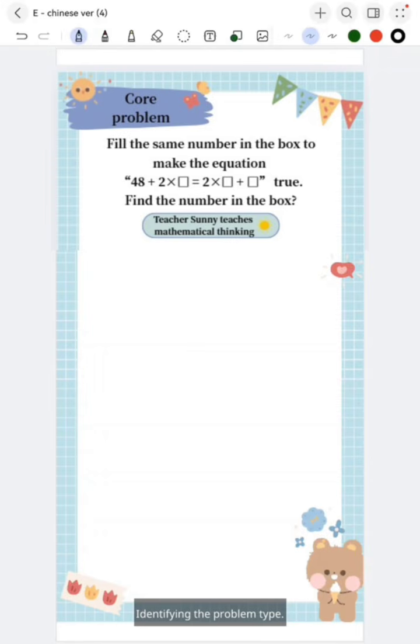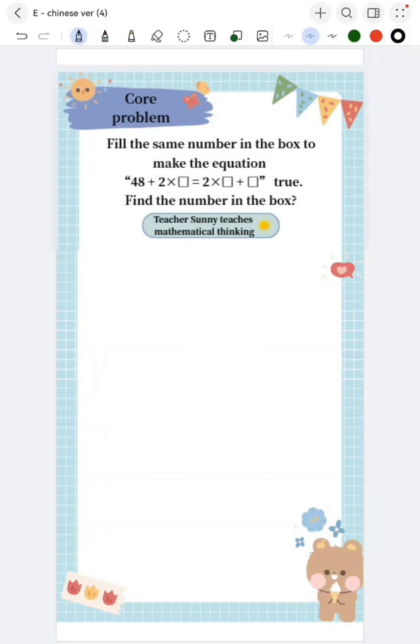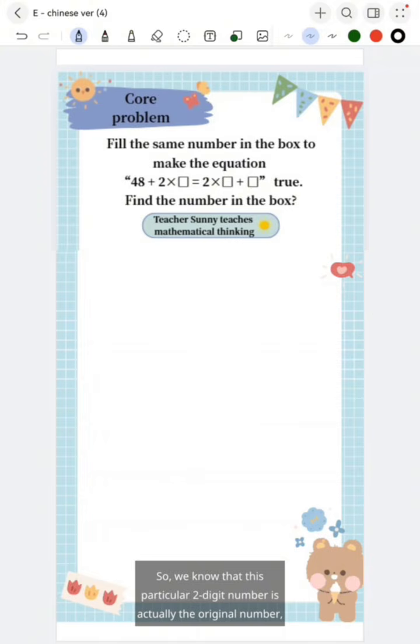Identifying the problem type. Okay, as always, we must first carefully read the problem, so make sure you understand what it's asking. Let's look at the question. A two-digit number, when you add 8 to its last digit, the result is 368 more than the original number. What is this number? So, we know that this particular two-digit number is actually the original number, right? And the result and the original number differ by exactly 368, okay? So, how do we solve this problem?